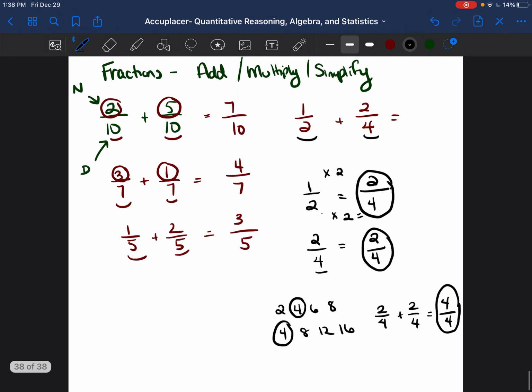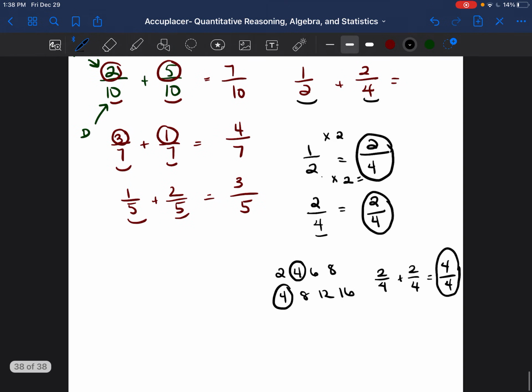So we went over how we're adding fractions, and we went over a little bit of how we can add fractions that have different denominators. Again, what we did in order to add fractions with different denominators is we circled both of the denominators, and then we counted by each of them.